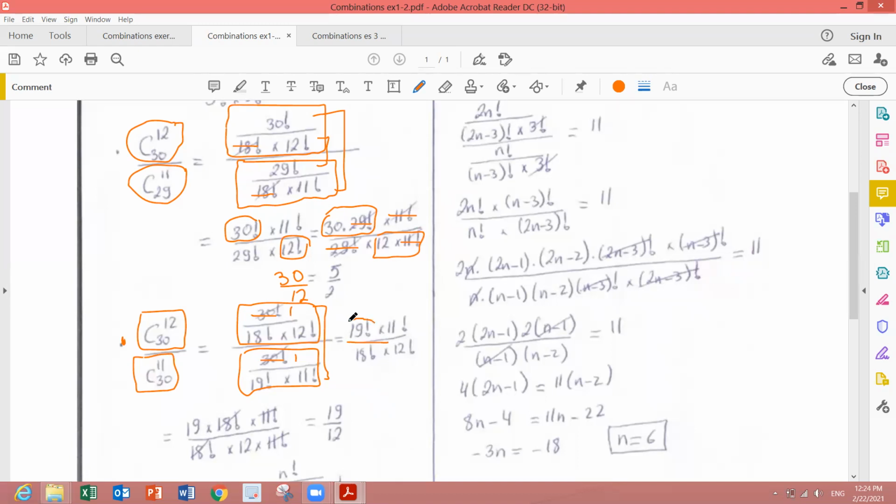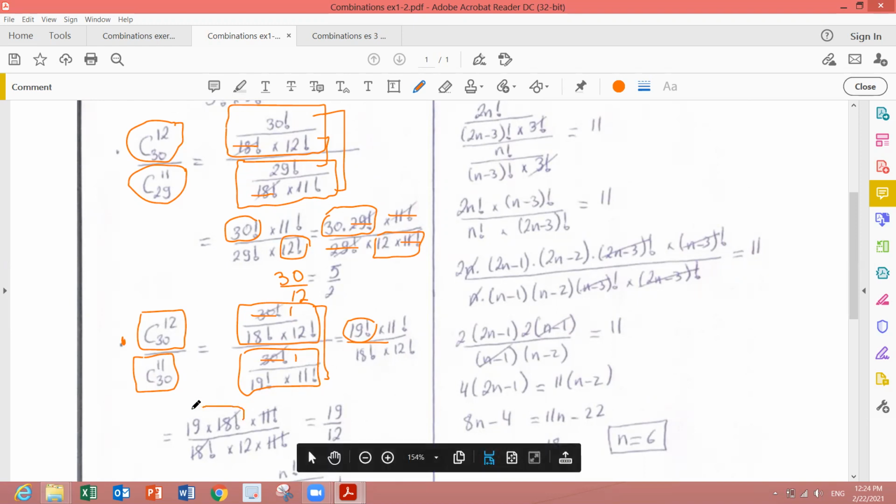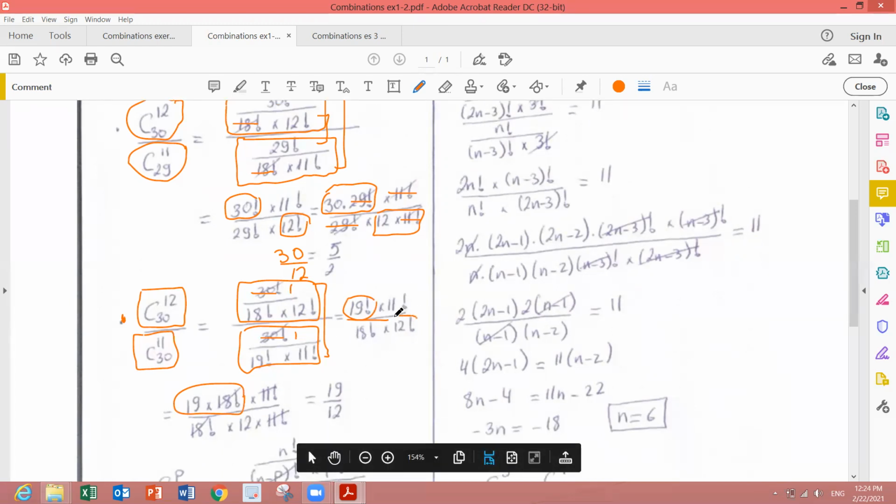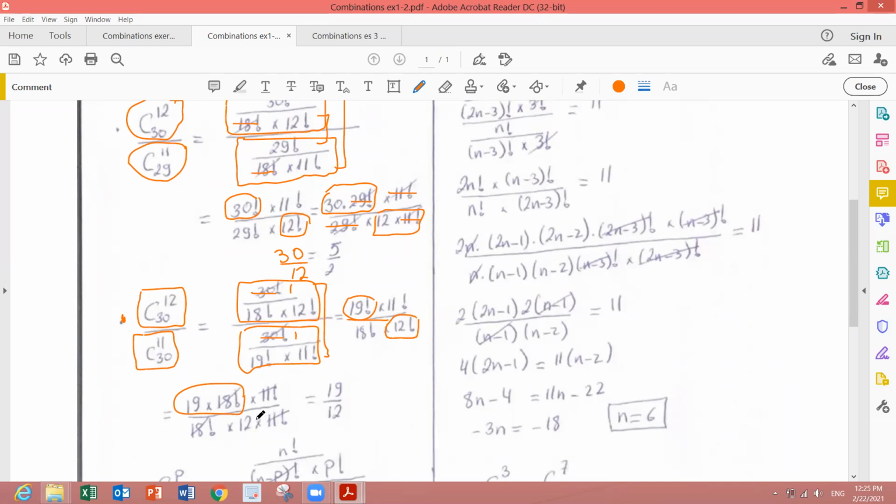Now 19 factorial, I change it to 18 factorial to simplify it with 18 factorial. So 19 factorial is 19 times 18 factorial. 11 factorial, I leave it the same, 11 factorial. 18 factorial is the same. 12 factorial is 12 times 11 factorial. 11 factorial with 11 factorial, 18 factorial with 18 factorial, we get 19 over 12.